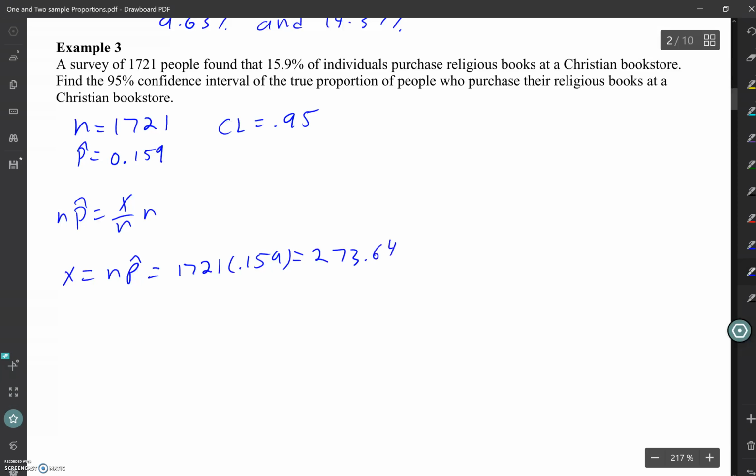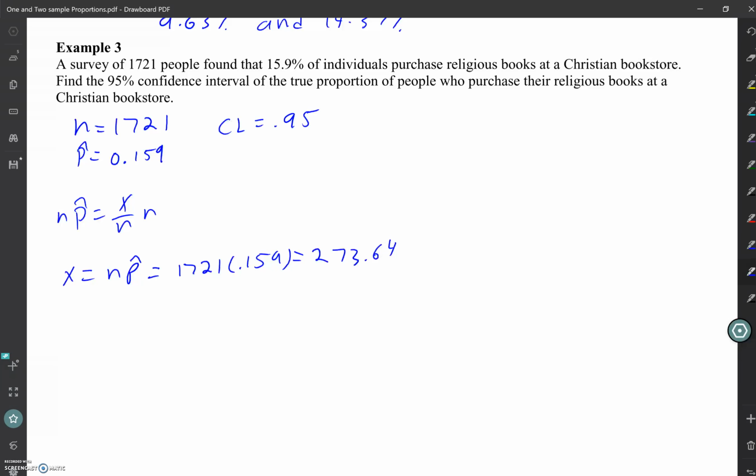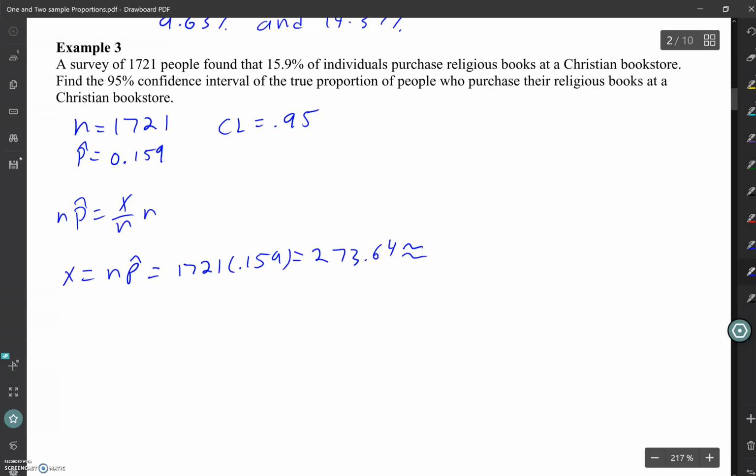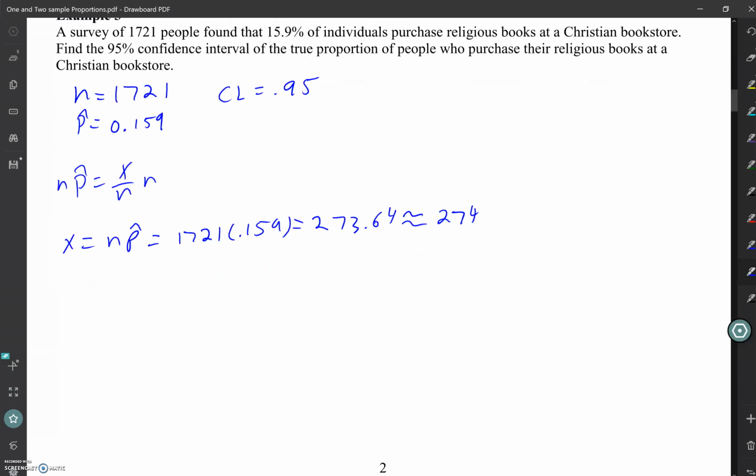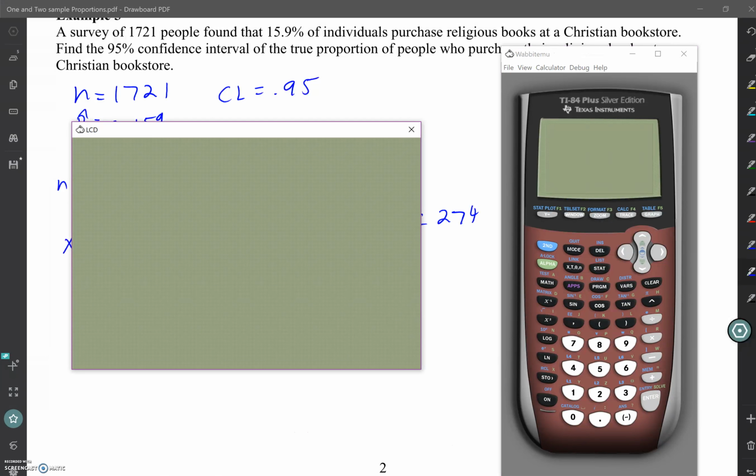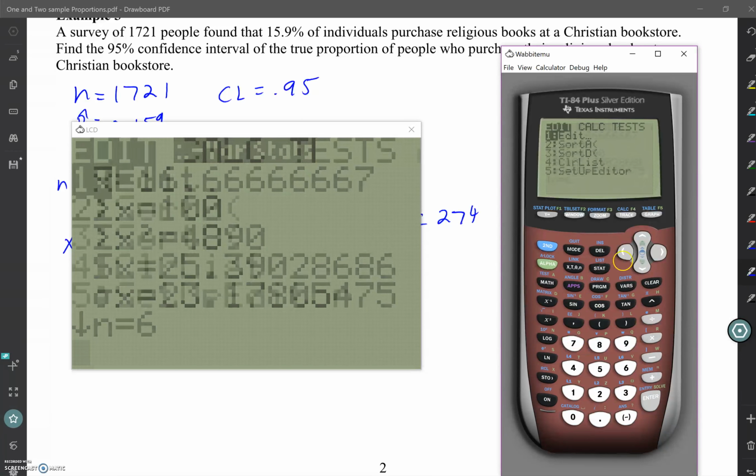273.64. All right, the other catch is that your calculator does not want a decimal. You have to have a whole number amount of events that happened. So we want to round, and you can follow normal rounding rules and say that it's a 0.6, so we'll go to 274, just because your calculator will not take that decimal. Then I've got n, x, and the confidence level, which is all my calculator is going to want. So let's go over to our testing area.